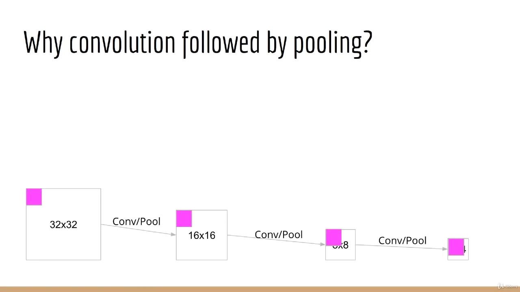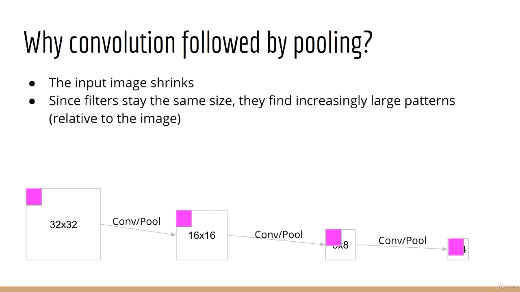So what have we learned? We've learned that in a convolutional neural network, convolution and pooling results in 2 things which are corollaries of each other. First, the image input shrinks. Second, since filters generally stay the same size, the filter looks for larger and larger patterns in the image. This is what leads to the CNN learning hierarchical features of the input. It first learns things that are relatively small compared to the total size of the image. Then it learns to find bigger patterns and so forth.